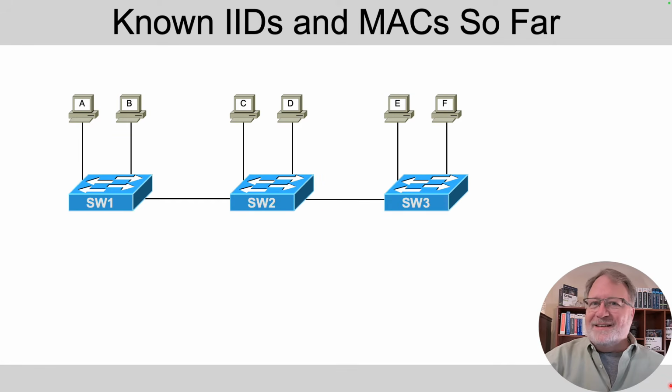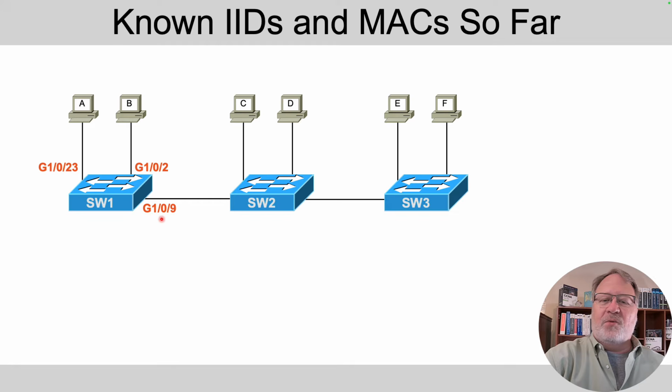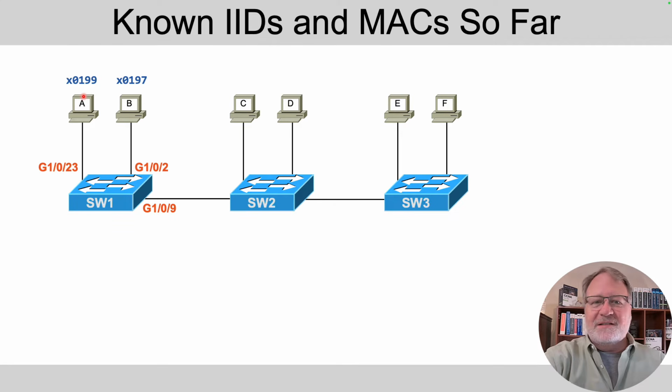So now that we've done that demo and analysis, what do we know? Well, we talked about the fact that the right-hand port is port gig 1/0/9. The one we shut down, gig 1/0/2, is connected to host B. And gig 1/0/3, the one we didn't shut down, is connected to host A. And just for reference, the MAC addresses, A was the one that had the repeating 0199 in the MAC address, and B was the one that had the repeating 0197 in the MAC address.